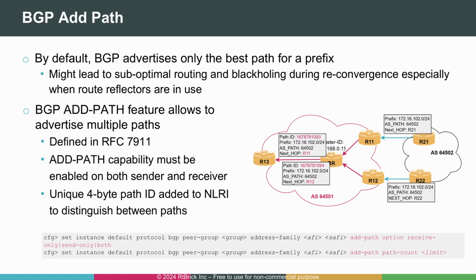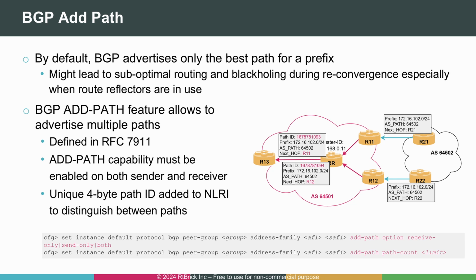By default, a BGP router advertises only the best path as determined by its route selection process for a given prefix to its neighbors. This behavior can lead to suboptimal routing and even traffic blackholing during convergence events, especially when route reflectors are used. Consider a simple example. Routers R11 and R12 learn the same prefix from a neighboring autonomous system and advertise it to a route reflector. The route reflector selects the best path, say, via R11, and advertises only that path to its client R13.